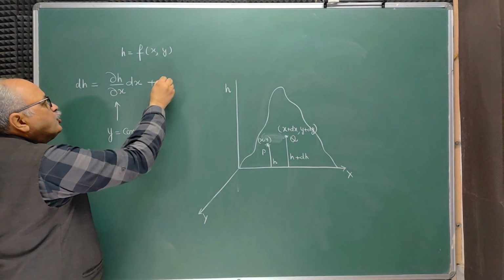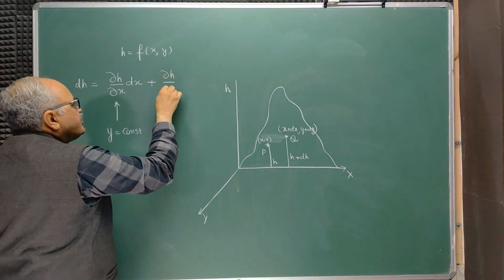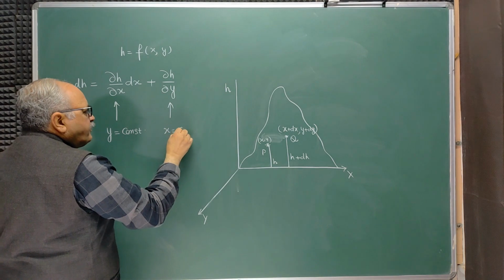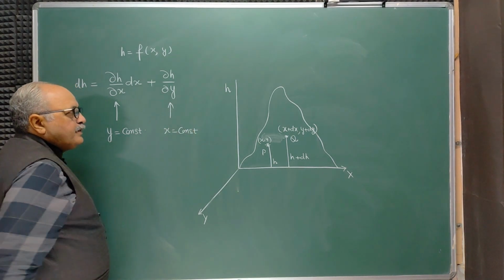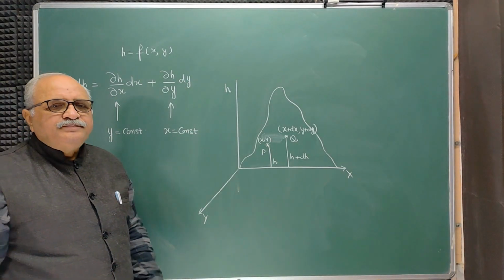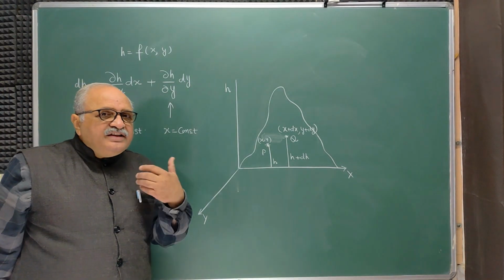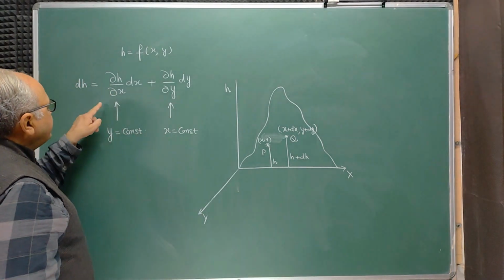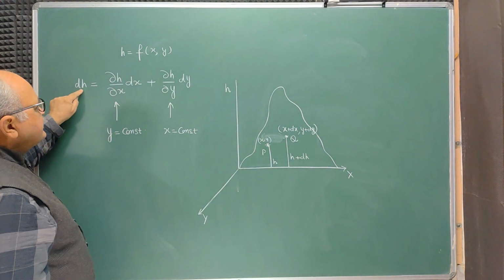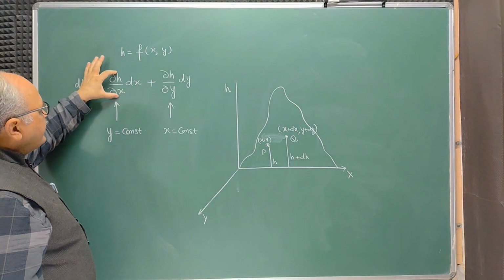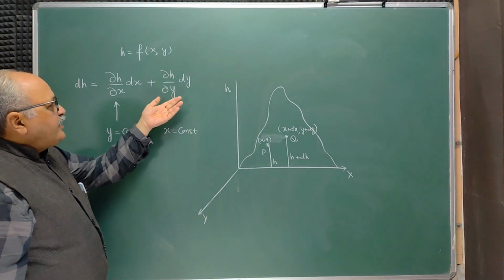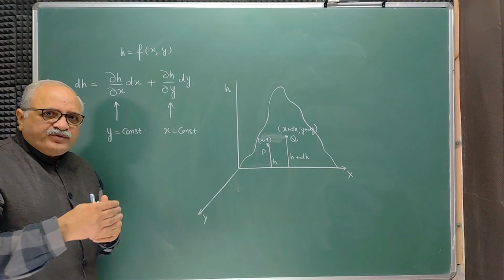Similarly, I can do the rate of change of the height with y, but again in this case I am keeping the x constant and then multiplied by the net variation in the y coordinate. So this is an easy way of writing the variation of height by knowing the rate of change of the height with x coordinate and y coordinate, but in steps.